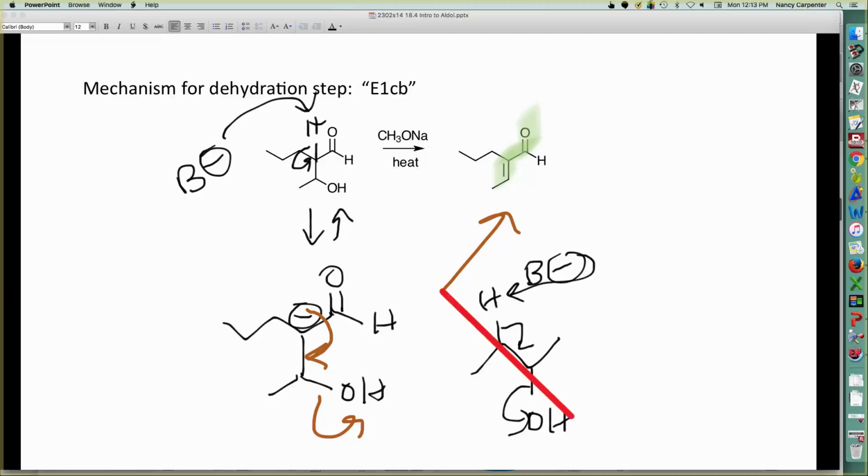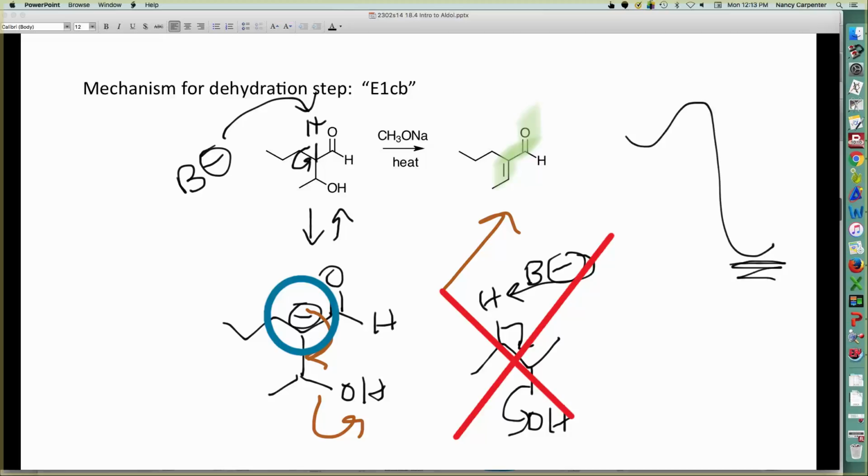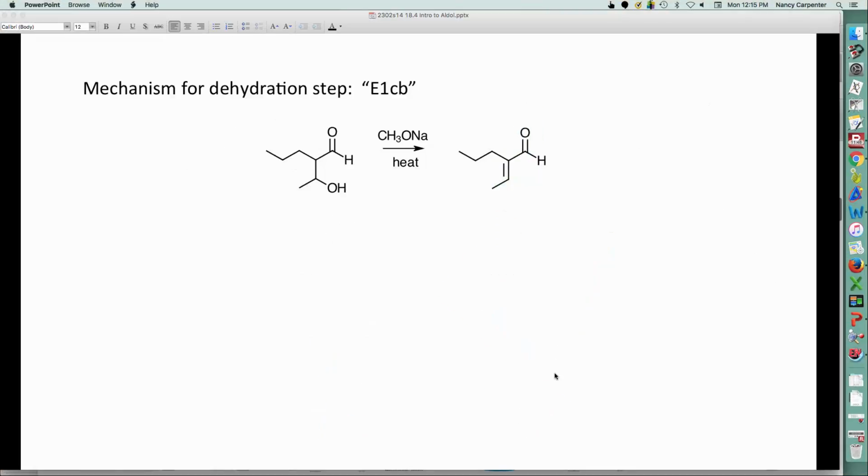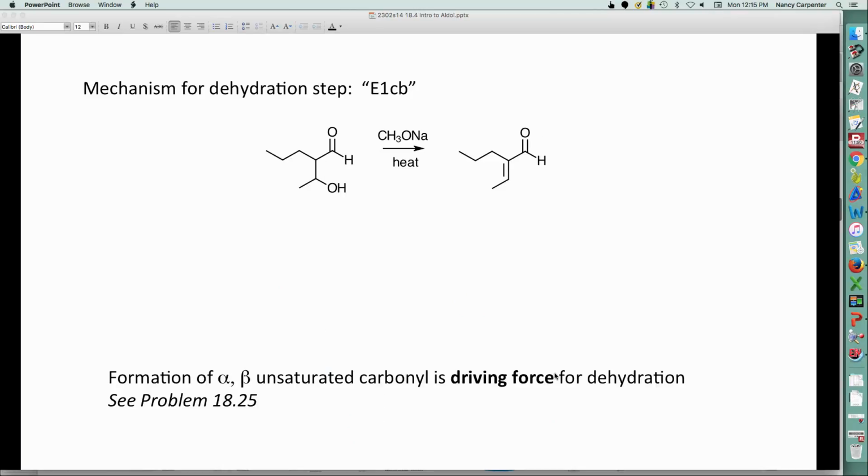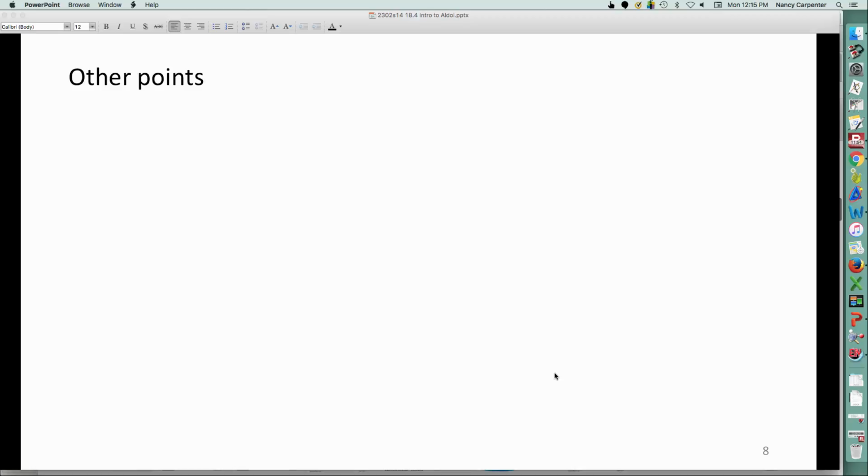So if I'm going to try and do this, that is not going to happen. But if you have your anion adjacent to a carbonyl, in other words an enolate, happens in a heartbeat, no problem whatsoever, because that's a very stable product. All right, see problem 1825 to help you understand this a little better.